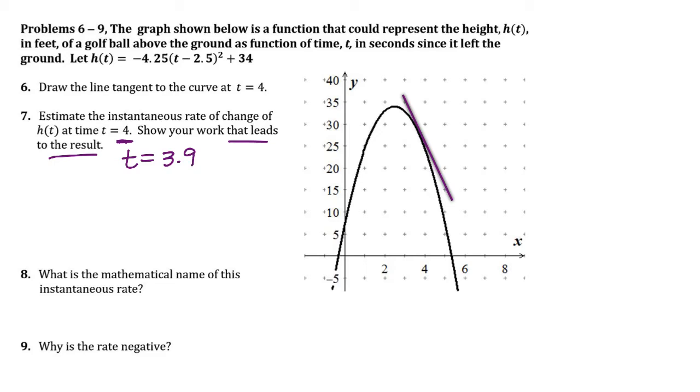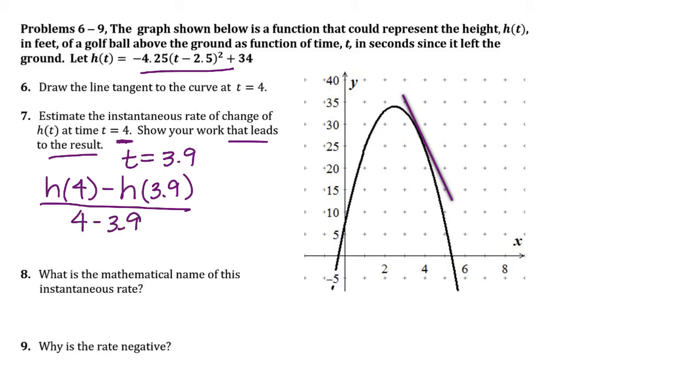You could do 3.99, whichever. So again, using your calculator, this would be calculator work. We're going to say that h at 4 minus h at 3.9 over 4 minus 3.9. And when you number crunch that, you're going to get approximately, and I hope you get a negative, we see that that tangent line is negative. So negative 18.8. And again, go back and find your units. That is going to be your feet per second.